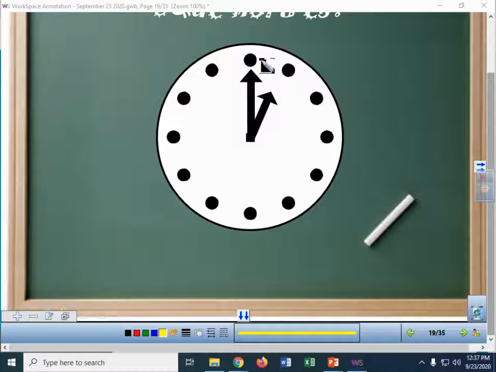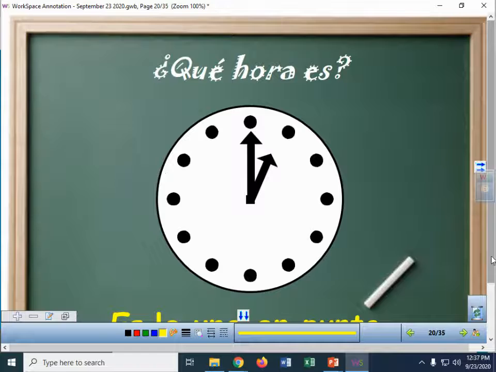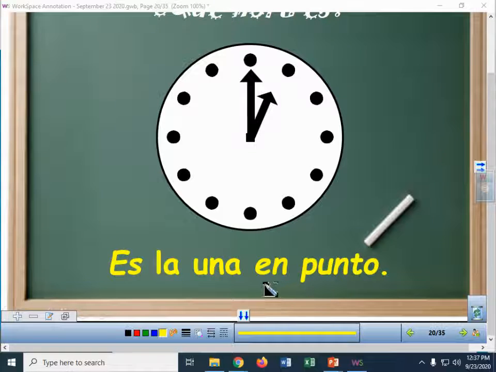Okay, so it's ¿qué hora es? And look at that. The long hand is on 12, on the dot. What will you say? What will you use? What time is it? Es la 1:00.